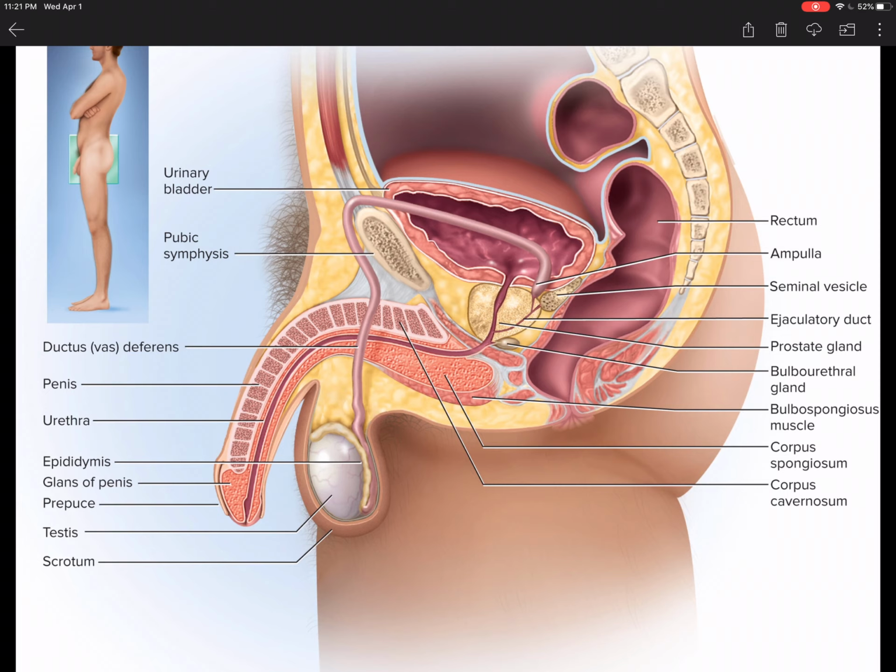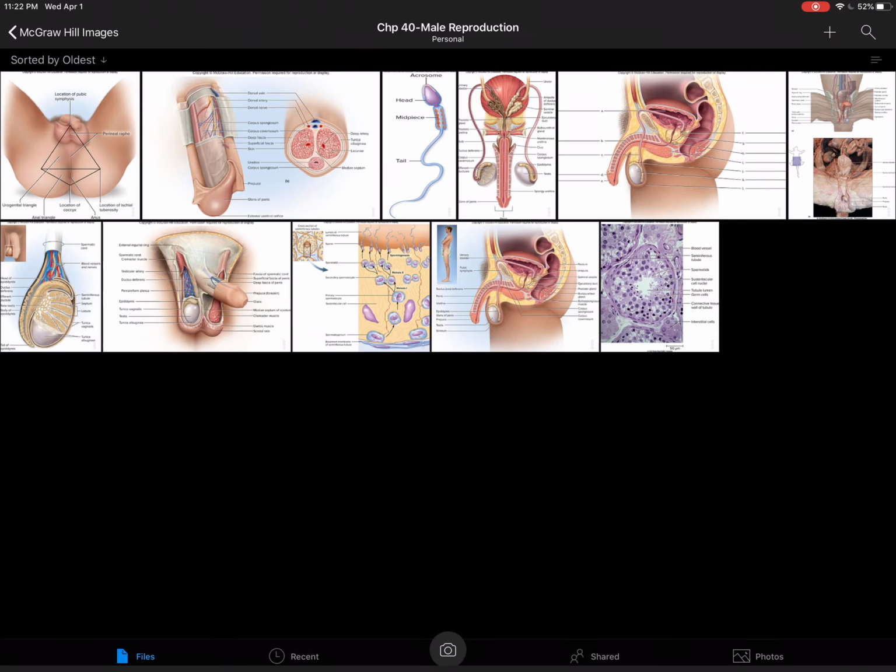So we've got the corpus spongiosum, and then you see out towards the tip, it enlarges, and we call that the glans of the penis. So the glans of the penis is made of that corpus spongiosum, and then we've got the corpus cavernosum, which you can only see one side of, and that is going to be the posterior portion there. Let's see if there's anything else we want to get out of these pictures here. I think we're good. This is another good picture.